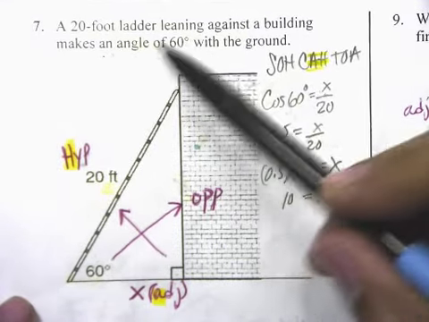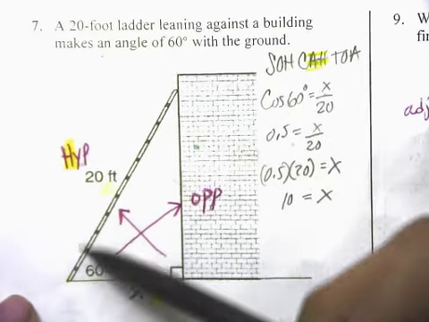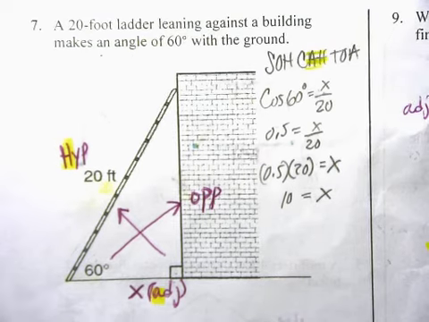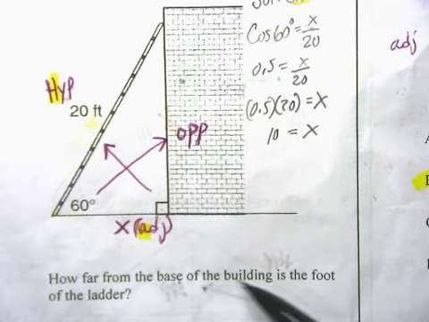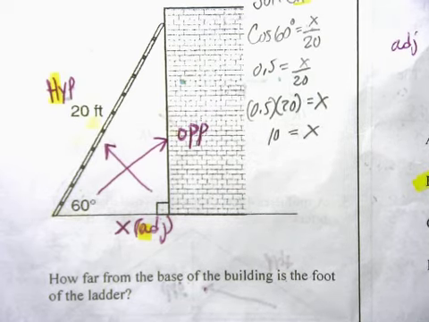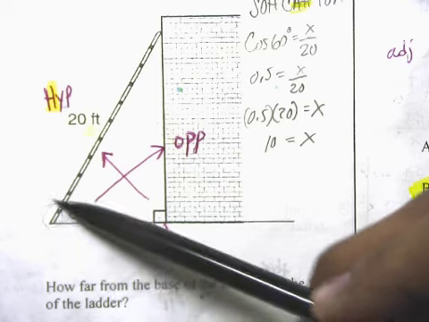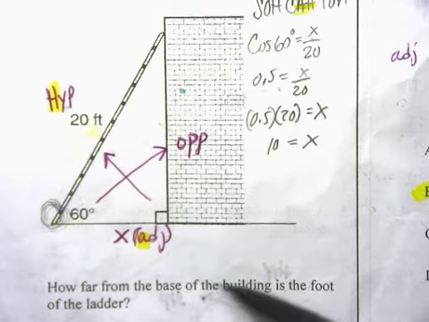Now, you have to make sure you read the question very carefully. It says that a 20-foot ladder is leaning against a building and makes an angle of 60 degrees with the ground. So here's the ladder, it's leaning against the building, and it's 60 degrees with the ground, right? The question is asking how far from the base of the building is the foot of the ladder? Here's my ladder, and here's the foot of the ladder, right?